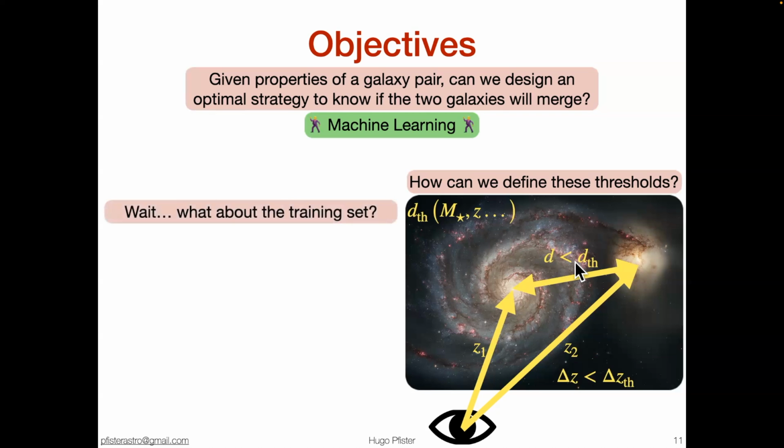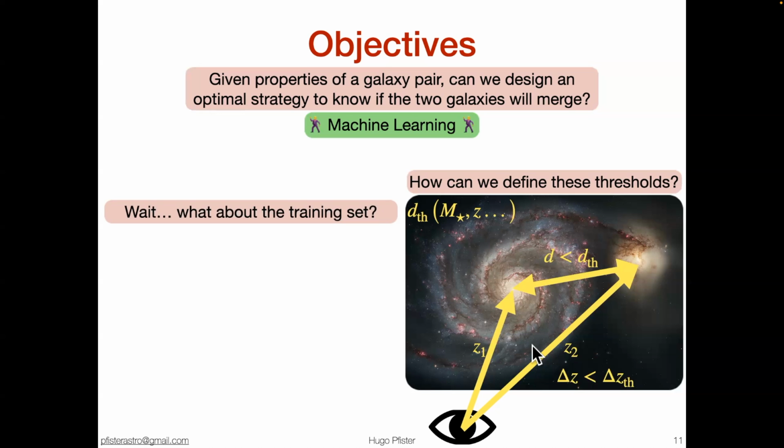So there is one issue. What about the training set? I told you, you don't know if, so this is a real image. This is M51, and you don't know if these galaxies are merging. I mean, you can know because you have tails here, etc. But in general, you don't know if 2 galaxies are merging for the reasons that I explained earlier. So how can you do?